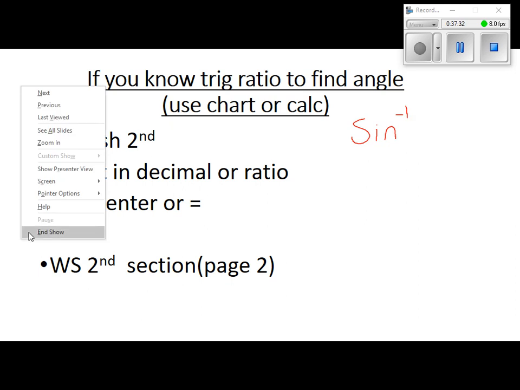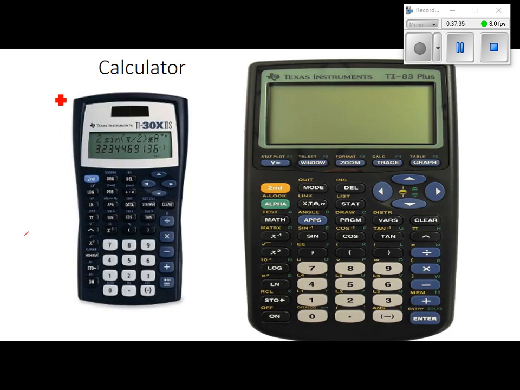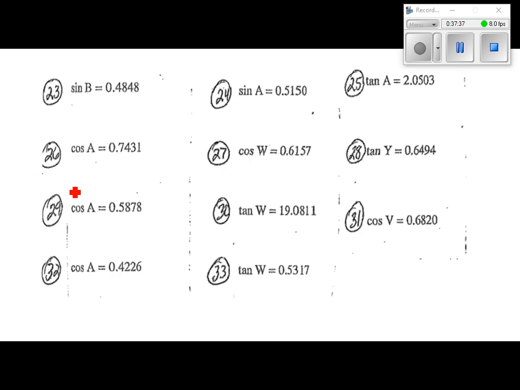Go ahead and go to the next slide. Number 29. So this one, on my calculator, I hit second, sine, and I put in that number, 0.4848. And then I hit equals. For the tan, I just used the chart and went backwards. You could use the chart and go backwards too. But the bad thing is not all of them will fall on the chart.